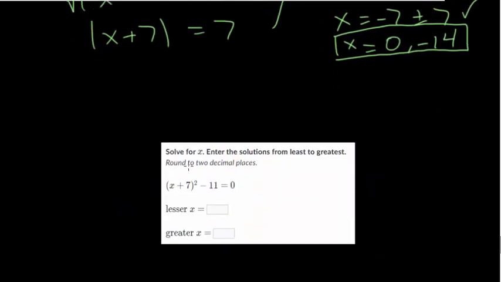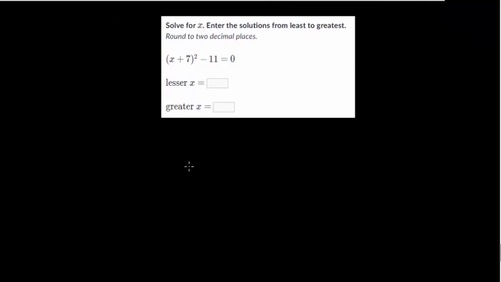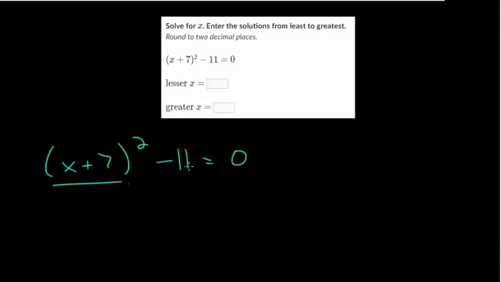So let's do one last problem. Solving for x, and we have this quadratic expression here. I'll just rewrite it. X plus 7 squared minus 11 is 0. We'll solve it for the squared term, so adding 11 to each side. So x plus 7 squared is 11. And we'll square root each side.